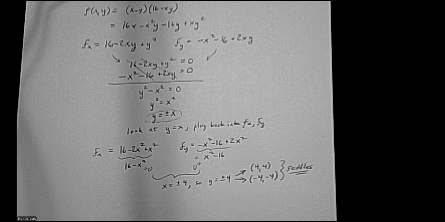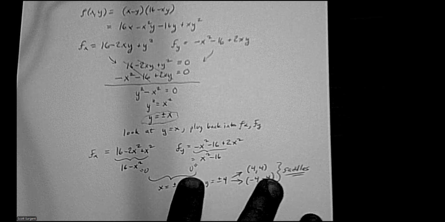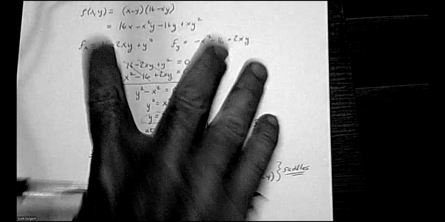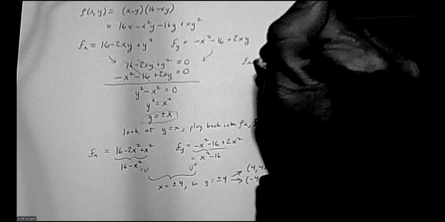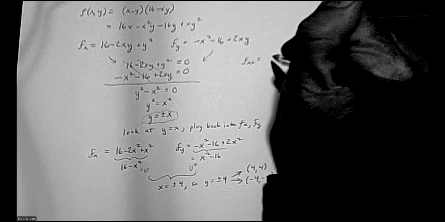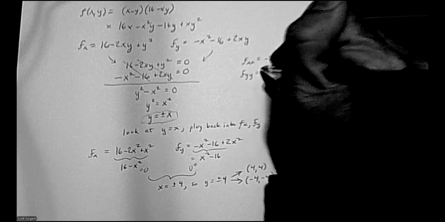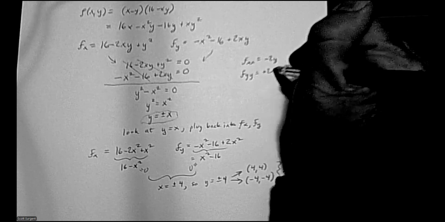In fact, we should probably go ahead and finish this problem because I think they wanted to classify this as min, max, or saddle. So let's come back up here. It's actually going to be pretty quick. Let's do it right here. F sub xx is, let's see, just negative 2y. F sub yy over here is plus 2x.